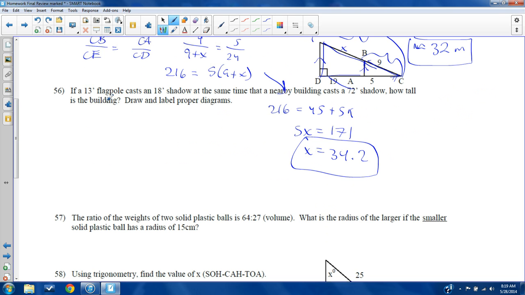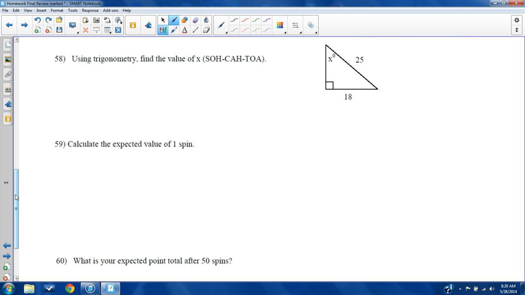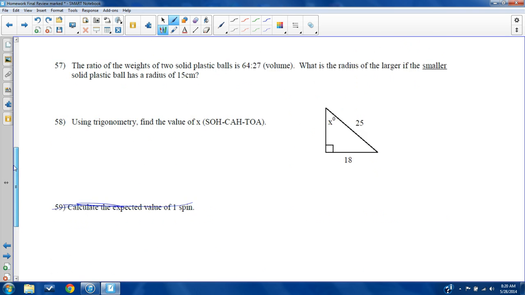Okay, number 56. If a 13-inch flagpole, hang on, the bell's going to ring soon. Let me pause this. You know what? I'll stop the video here, and I'll do a second part if necessary. There are only 4 more problems. In fact, we're not even going to do these problems right here. These are not problems that we are going to do. So there are really only 2 more problems.